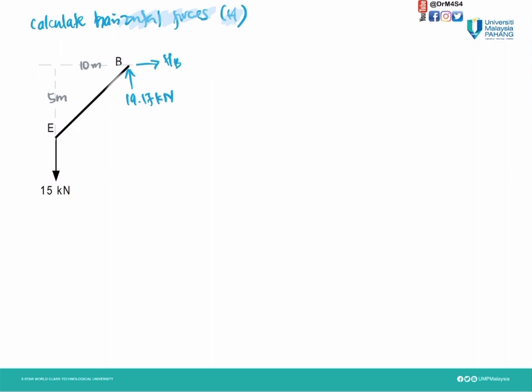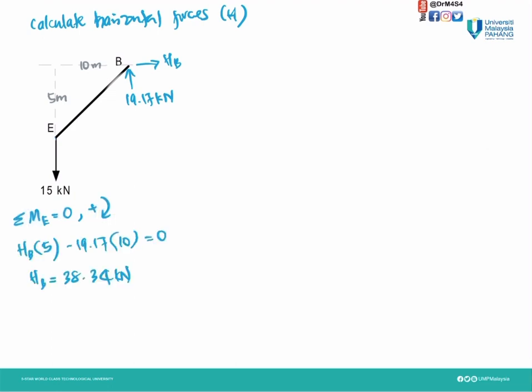Then we need to calculate the horizontal forces. So we take segment EB. We know this force is 19.17 kilonewton. We don't know what HB is. So we take summation of moment at E equal to 0, positive clockwise. HB to point E is clockwise, so positive HB, and the distance is 5 meter, times 5. Then 19.17 to point E is anti-clockwise, therefore negative 19.17, and the distance is 10 meter, so times 10. We can solve this and we get HB is 38.34 kilonewton.